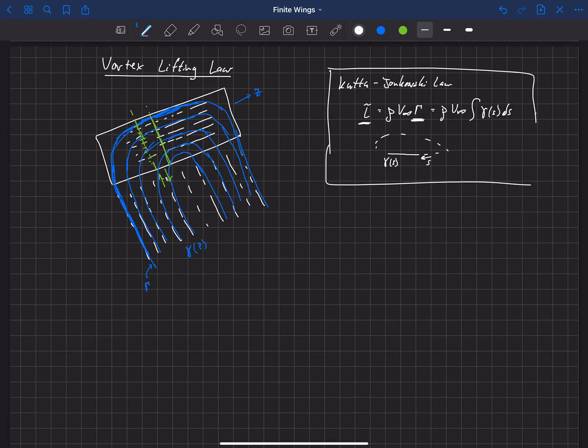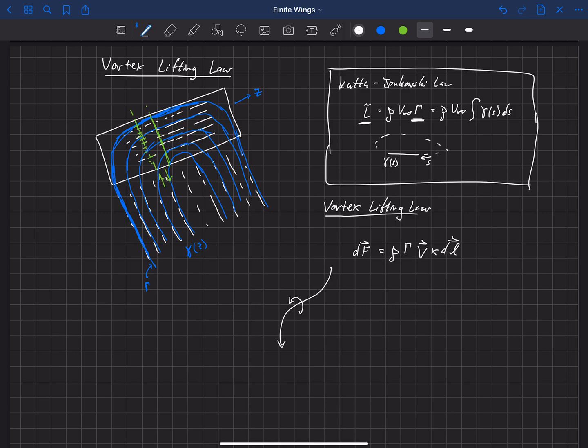Well, there's a 3-dimensional analog to that, and that is called the Vortex Lifting Law. Okay, so the Vortex Lifting Law says that a differential force vector is equal to rho times the vortex strength times the velocity vector cross dl. So let's look at some vortex here that has a direction, and we'll just draw it in this direction here.